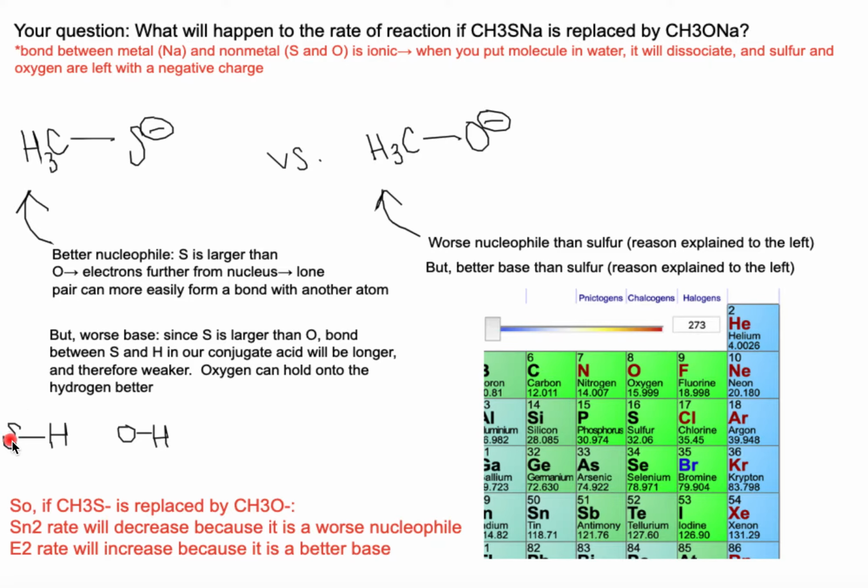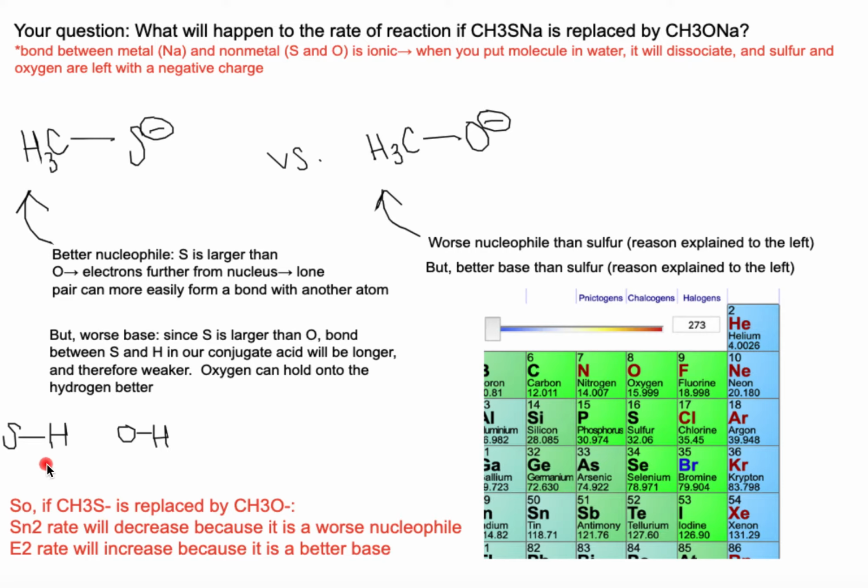So let's look at what our conjugate acid looks like. Conjugate acids meaning our base after it's grabbed a hydrogen. So sulfur used its electrons to form a bond with hydrogen, and oxygen also used its electrons to form a bond with hydrogen. We want to look at the length of the bond between our atom and hydrogen.